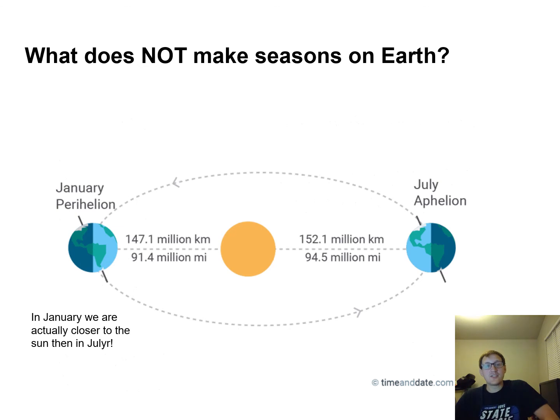Okay, things that do not make seasons. Remember that we talked about the perihelion and the aphelion. In January, we are actually closer to the sun than we are in July. It is completely based on the tilt of the Earth, and how much solar radiation travels to Earth at that place. So make sure you don't get confused and think that just because we're closer, we have to be warmer. That is not the case.